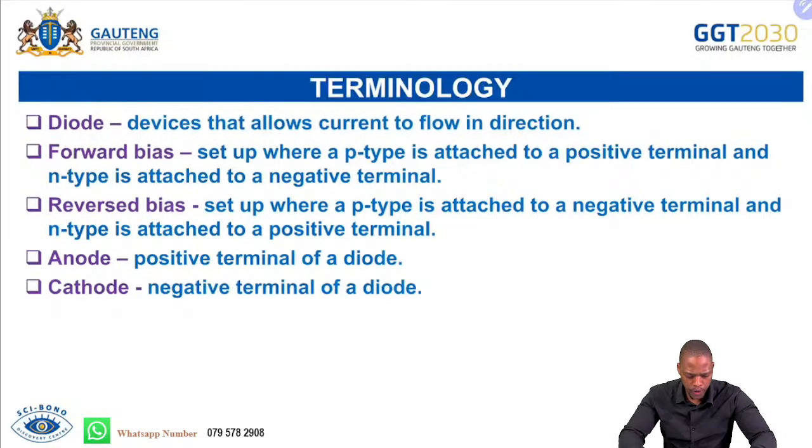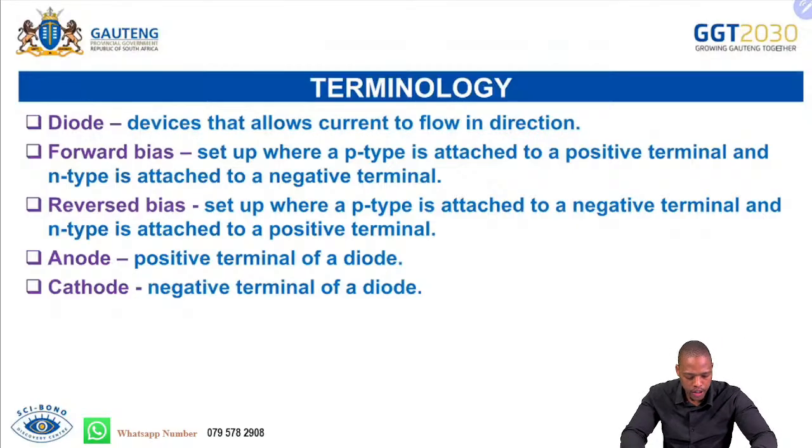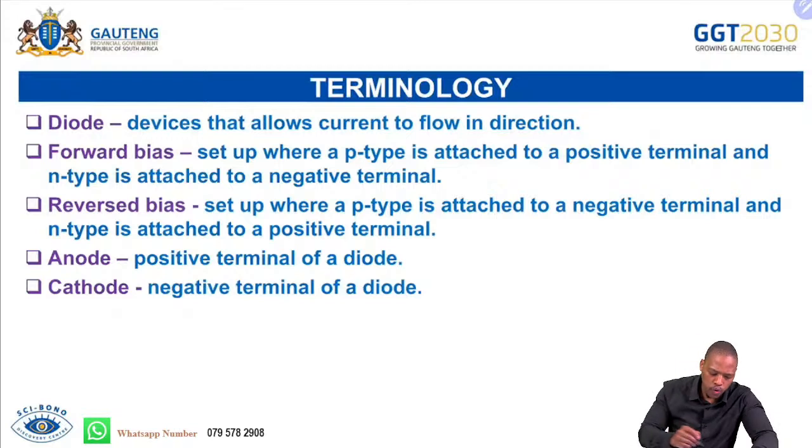As we continue with our terminology, we will also be introduced to the word diode. This is a device that allows current to flow only in one direction. We will also be introduced to forward bias.